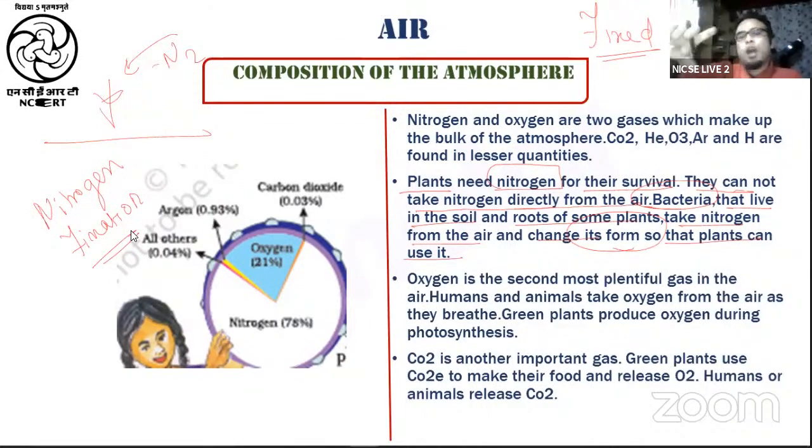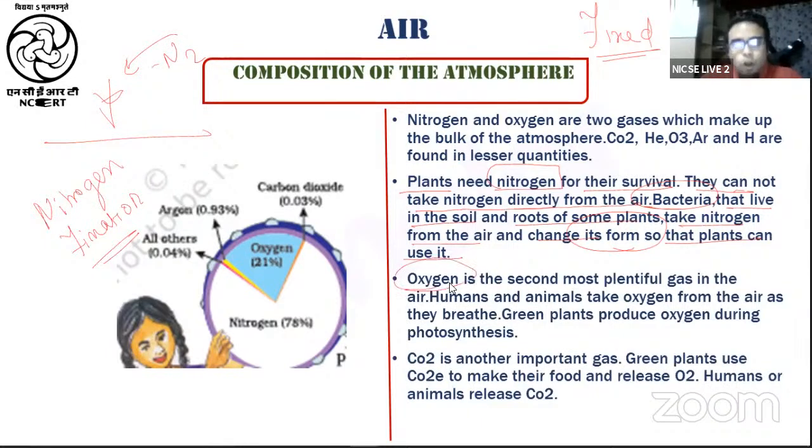So when we move into environment and ecology, we will talk in more detail about nitrogen fixation. All right, so this whole process is called what? It is called nitrogen fixation, where atmospheric nitrogen is taken and fixed by the bacteria so that it can be used by the plants, right?